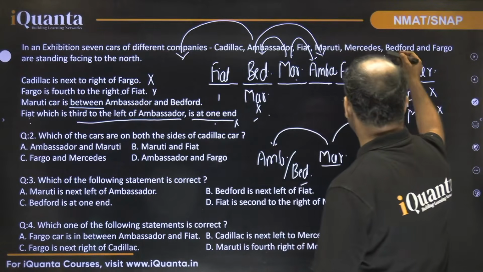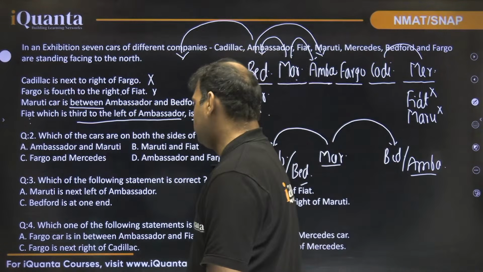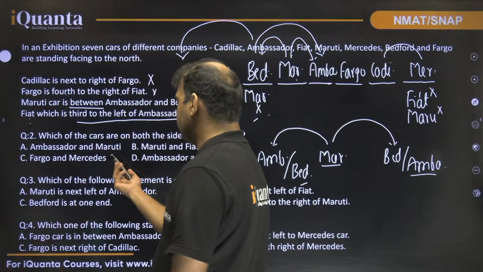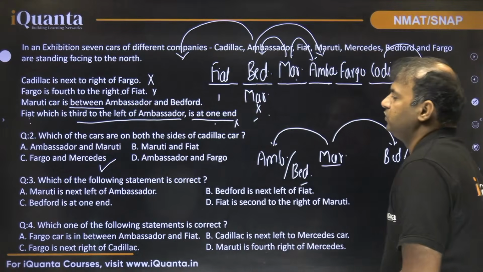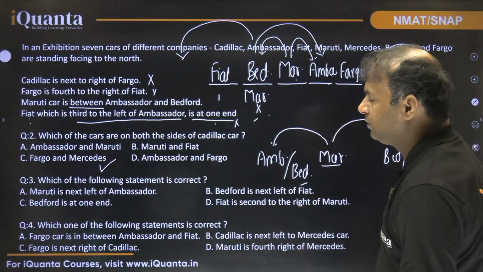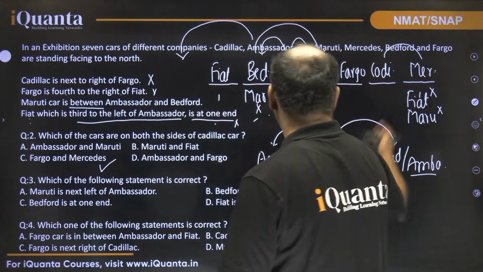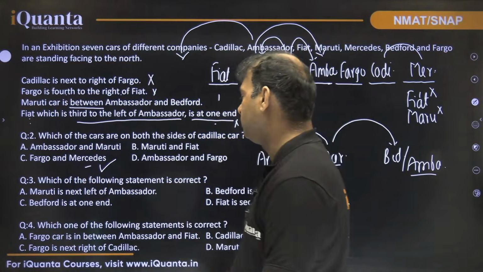So one side is Mercedes for sure, right? So I think the Mercedes is only in one option, option number C. That's it, right, guys? Mercedes is only in one option, that is option number C. So option C should be the answer. Simple. Mercedes and Fargo, this is the only correct option we have.